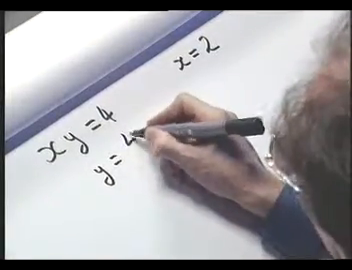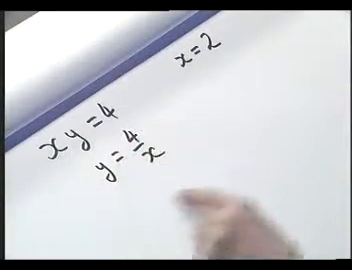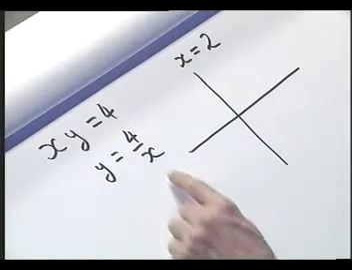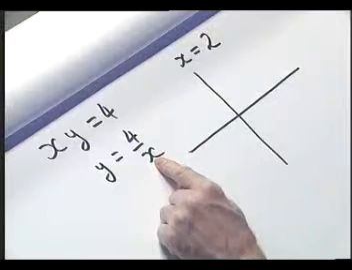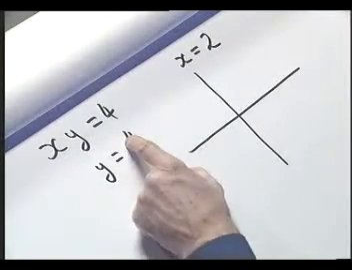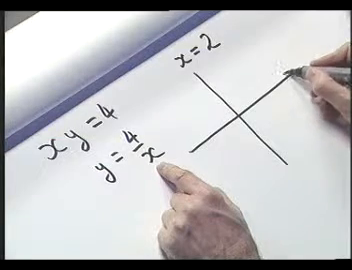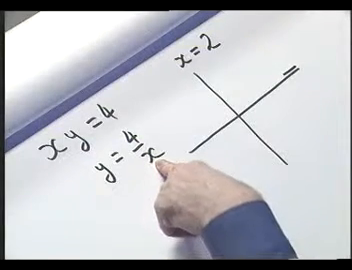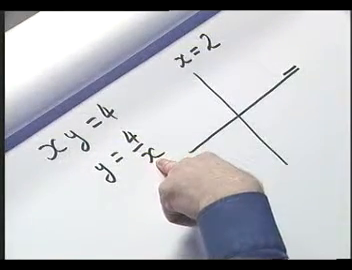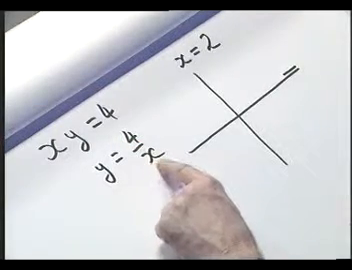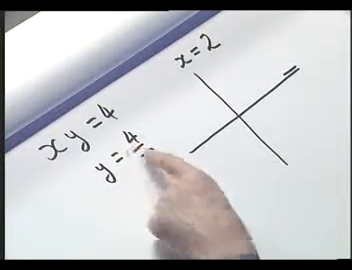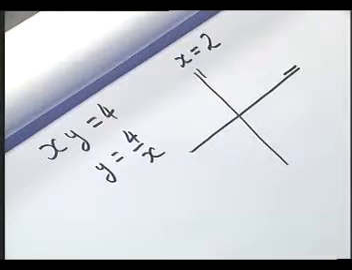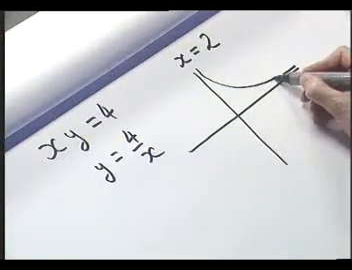y equals 4 over x. What does this look like as a curve? If we have a very large value of x, say 100, then 4 divided by 100 is very small. So we've got a little bit of curve down here. If we have a very small value of x, say 0.01, then 4 divided by 0.01, which is 100th, is 400, very large. So for very small values of x, we've got a bit of curve there, and we can join it up like that.